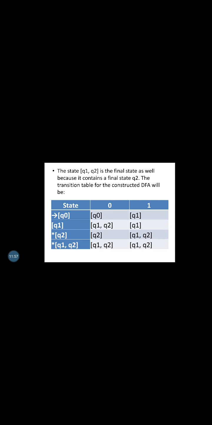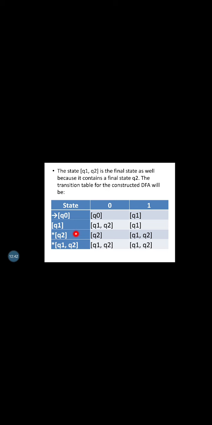After the transition function, we have to create a transition table. From the previous transition function values we are going to construct the transition table like this: q0 comma 0 will be q0, q0 comma 1 will be q1, q1 comma 0 will be q1 q2, q1 comma 1 will be q1, and when we come towards q2, q2 comma 0 is q2, q2 comma 1 is q1 q2. Now the new state generated is q1 q2.